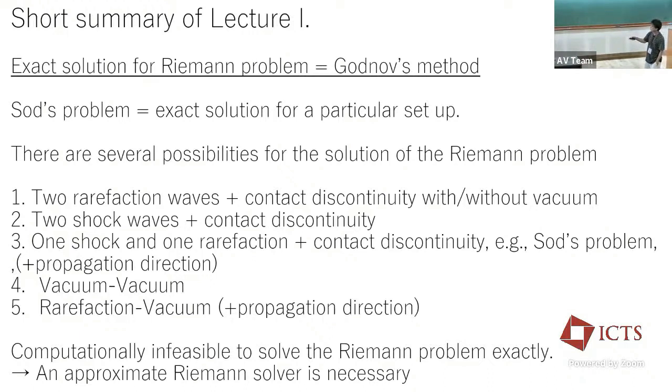And as you noticed in yesterday's lecture, even for a specific case, you need to solve a nonlinear equation to get P3, the intermediate state of the pressure. It takes time, right? So it is computationally infeasible to solve the Riemann problem exactly in a simulation. Which means that an approximate Riemann solver is necessary from the computational point of view. This is the target for this lecture.